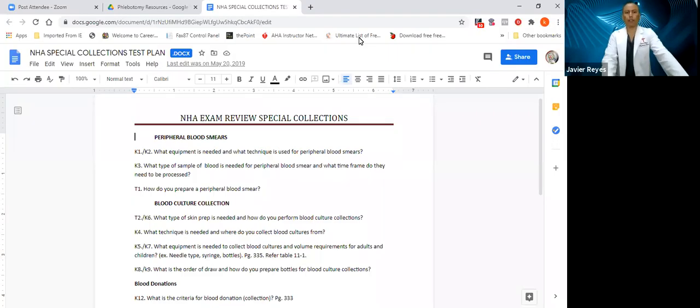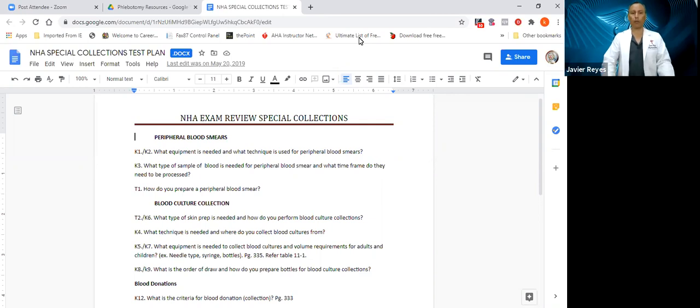All right, so this last section of the review is about special collections. There are special tests that you have to be at least informed about, knowledgeable about, that you may not perform, but you have to know. Peripheral blood smears is one of them. What equipment is needed and what technique is used for peripheral blood smears?